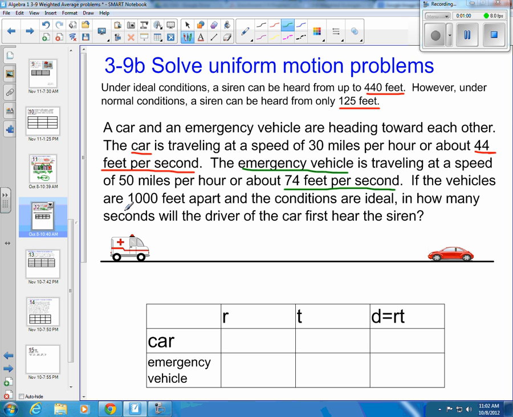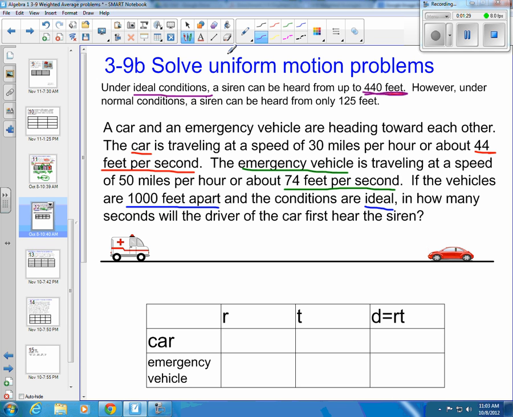If the vehicles are 1,000 feet apart, and the conditions are ideal, so under ideal conditions, that's this one up here. So I don't need the 125, I just need the 440, sorry. That's ideal conditions, 440. And how many seconds will the driver of the first car hear the siren?